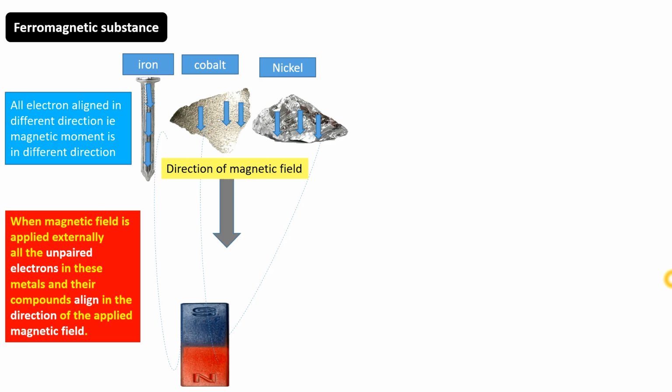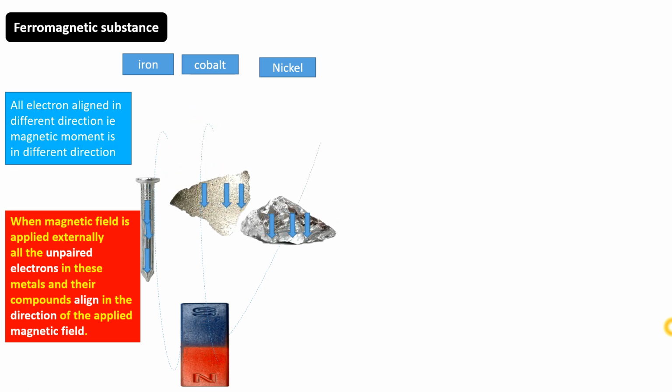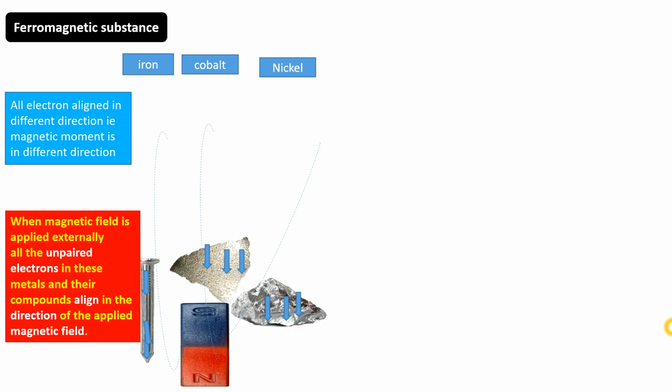Now what will happen? Here you can see this arrow. What does this arrow indicate? This is the North Pole and this is the South Pole. So near this South Pole, there are all North Poles. What will happen? The North Pole gets attracted to the South Pole. So all the ferromagnetic substance will get attracted towards the magnetic field, and it attracts strongly. A ferromagnetic substance is one which is strongly attracted towards the magnetic field.